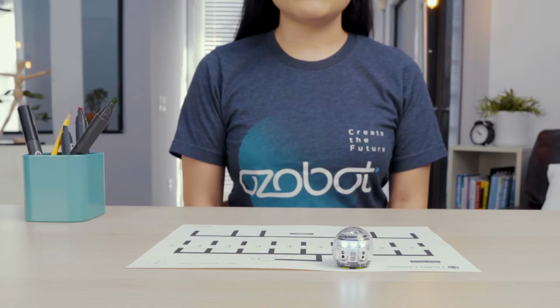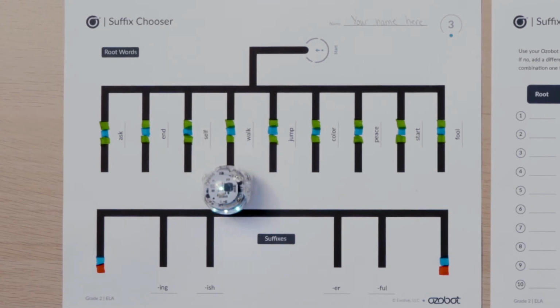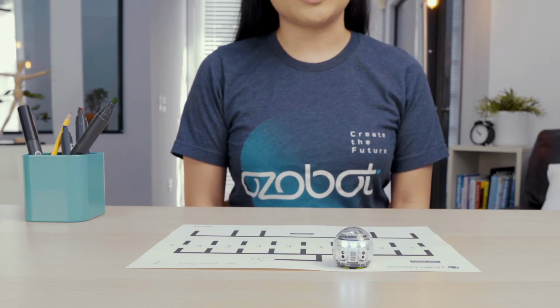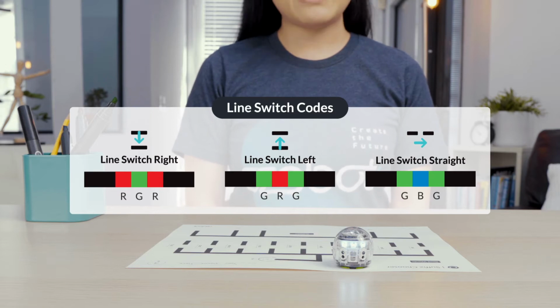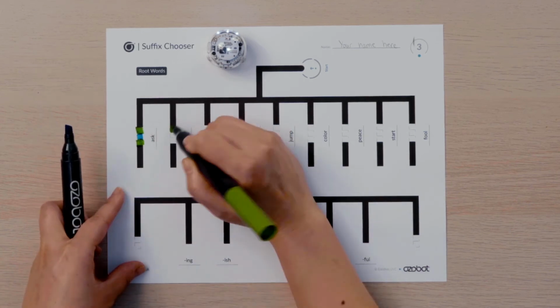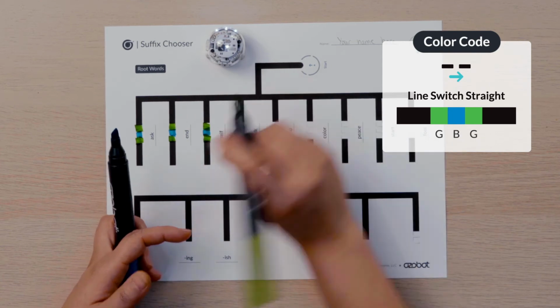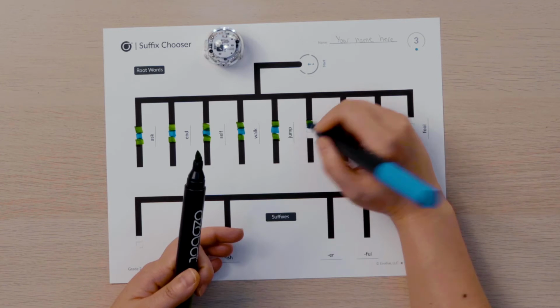Have you heard of line switch codes? There are 3 color codes that tell Ozobot to leave the line it is following and go to another line. Those codes are called line switch codes. There is a line switch right, line switch left, and line switch straight code. You are going to add the line switch straight code in the code boxes on the root word side of your suffix chooser. The code is green, blue, green.